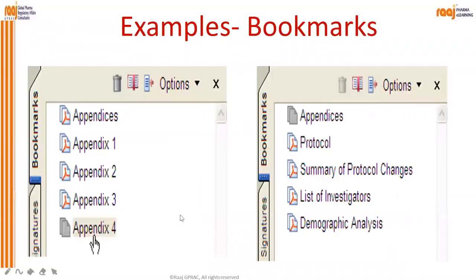So this is the bookmark example I have quoted. Suppose you want to attach 4 documents under one appendices, like protocol, summary of protocol changes, list of investigators, demographic analysis. Then don't write appendix 1, appendix 2, appendix 3. Instead, you write down the name of that particular file, the protocol or whatever, and attach under these appendices. So that makes the reviewer's job easy. That is the example of a good bookmark and this is the example of a bad bookmark. So pretty clear about bookmarks.